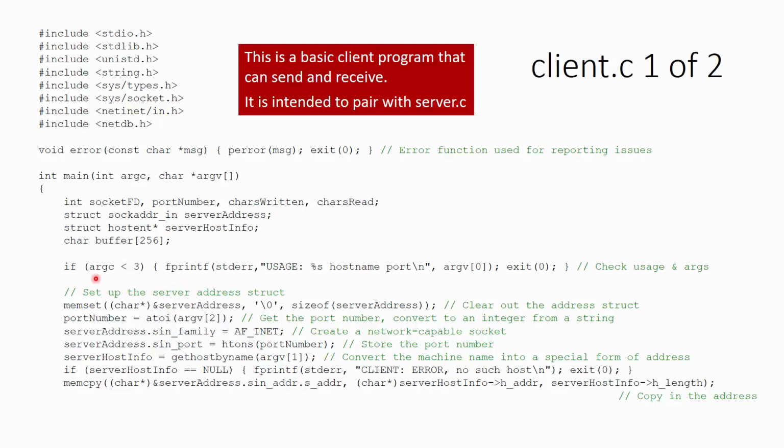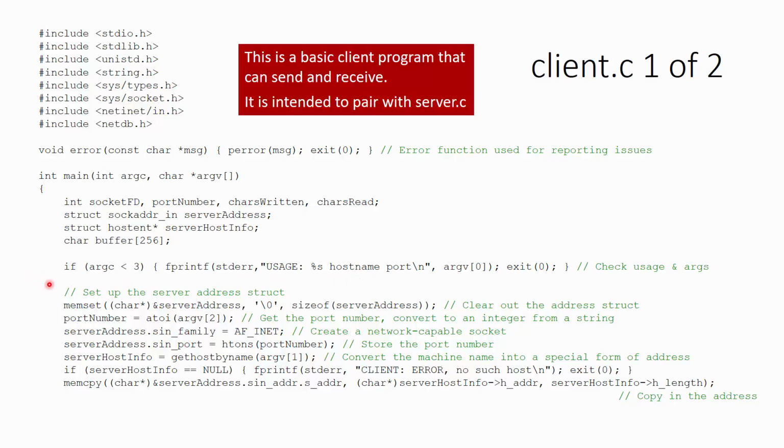This is a usage call. It's going to test to make sure that we've got all the arguments that we want. In this case, our usage is the name of our program, the host name, so that's going to be client, or localhost, something like that, and then the port. A host name could be an IP address, that kind of thing.